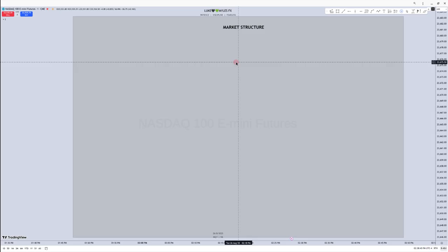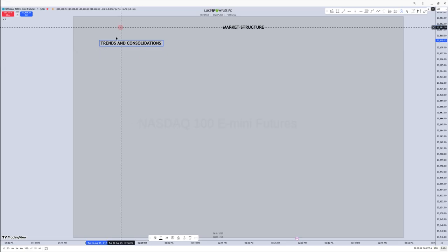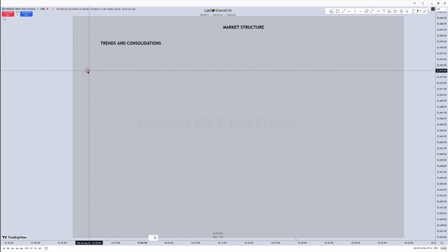we are going to be looking at price action mostly. Under price action, under market structure, we have what we call trends and consolidations. This is how the market moves, like the behavior characteristics of the market. Under trends, we have two types: we have uptrends, and we also have downtrends.